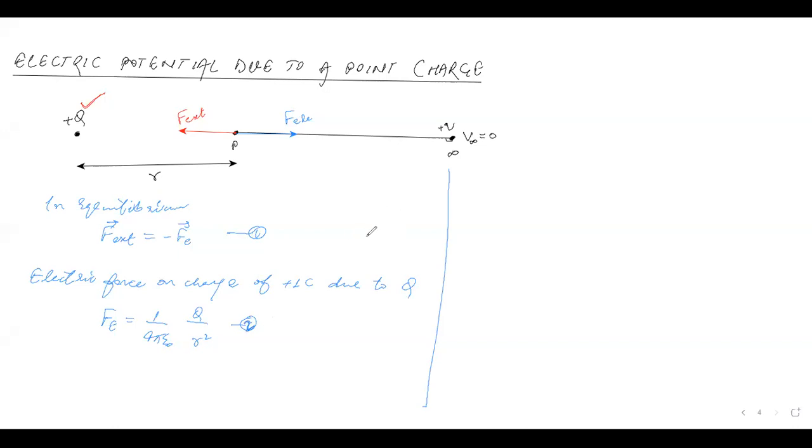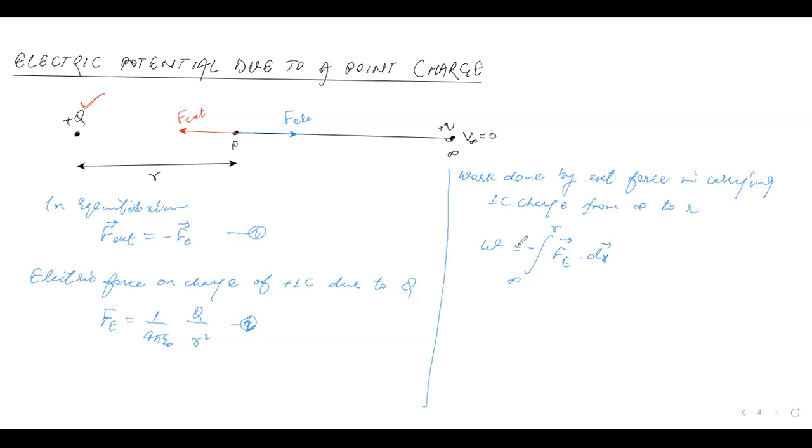Now, what is the amount of work done while transporting this charge from infinity to the point P? We are going to calculate it. The work done by the external force in carrying 1 coulomb charge from infinity to R is W equals integral from infinity to R, with minus sign, of F electric dot dr.